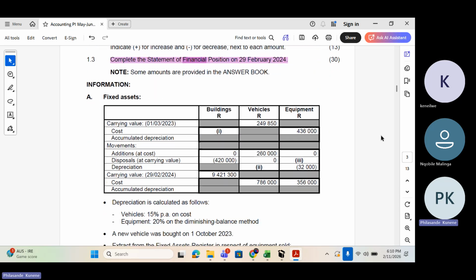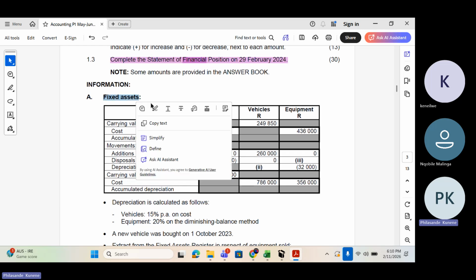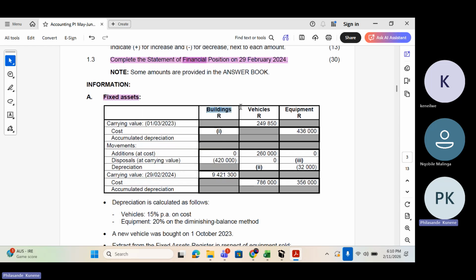Information number A, we have a fixed assets note here. We can see we have buildings, vehicles, and equipment, which are 3 fixed assets that are part of property, plant, and equipment. Okay, carrying value. They gave us the carrying value. Let's not worry about the grayed out cells. We don't have to worry about these ones, but we need a cost for buildings. That is the first thing that we need.